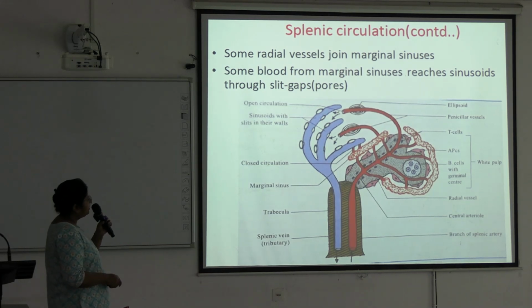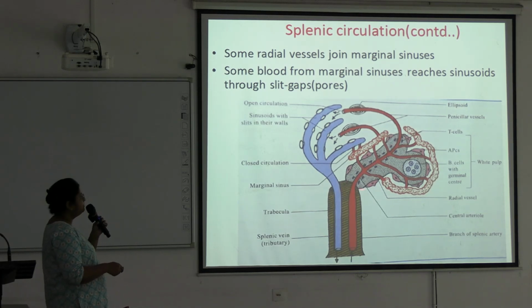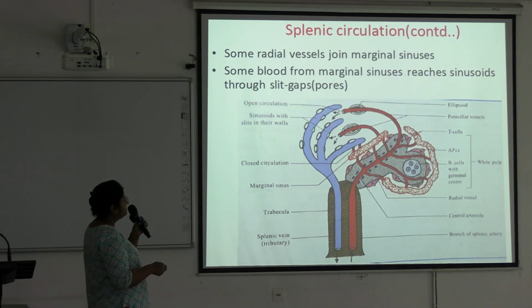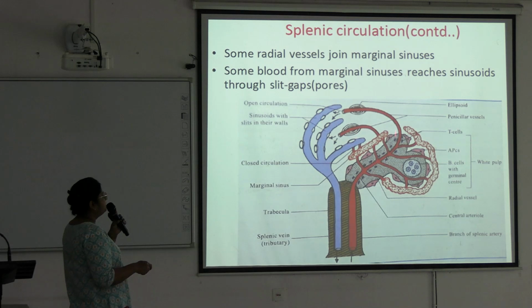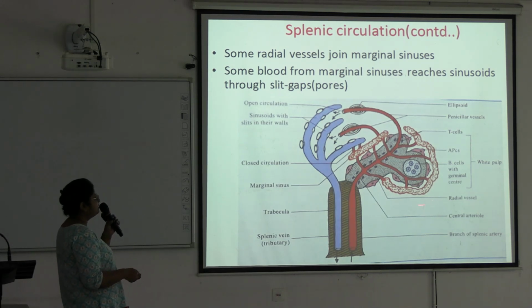See, the trabecular artery giving the central arteriole, periarteriolar lymphatic sheath, centrally there are T cells. In the middle there are B cells, germinal center formation. At the periphery, these are the macrophages. So here is the white pulp, and around the white pulp, these sinuses are lying. These are known as marginal sinus. So some radial branches from this central arteriole are directly draining into this marginal sinus, and some of the branches from the marginal sinus are going to drain directly into the sinusoids.